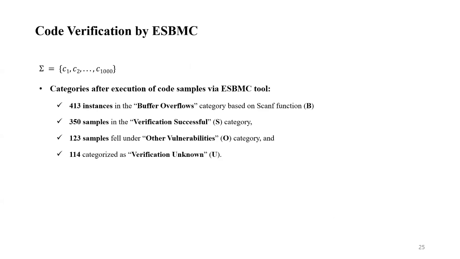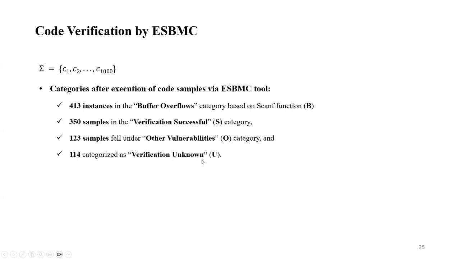The second experiment is about the verification of the code using ESBMC. They generate 1,000 C programs, as I introduced on the previous code generation. Then they categorized them into 4 categories. The first category is buffer overflow. This problem is caused by the scanf function in C language. For those who do not know C, scanf is like the input function in Python. So due to scanf, such instances are categorized as buffer overflow, 350 samples as verification successful, and 123 as other vulnerabilities. Actually, pointer dereference failure is under this category, other vulnerabilities.